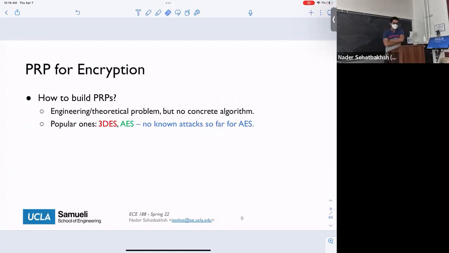Okay, so answering your question, how do we build PRPs? Building PRPs is kind of a theoretical plus some engineering problem. There is no specific algorithm that says if you follow these steps, you're going to get a PRP. Nobody really knows how to build a PRP. So basically what they do is combine different, some say ad hoc, algorithms that build something that seems to be a PRP. Again, the requirement to know whether we have a PRP or not is running statistical tests.